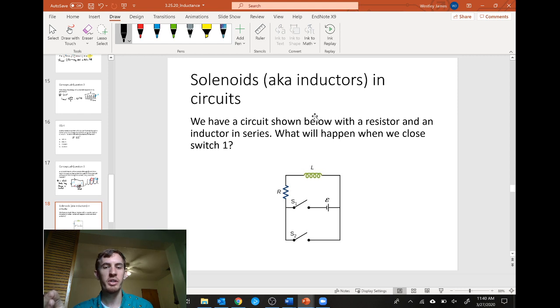Solenoids, aka we call them inductors in circuits. Every inductor that you're going to see in a circuit element moving forward, so if you're doing electrical engineering or anything else with circuits, they're just going to be called inductors, and they're basically just solenoids.